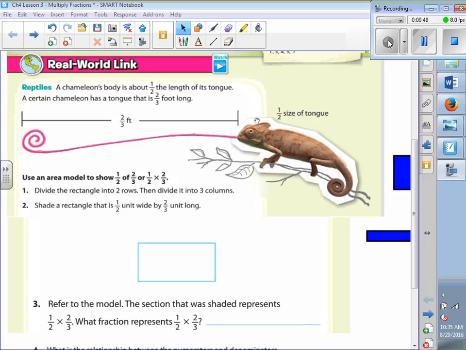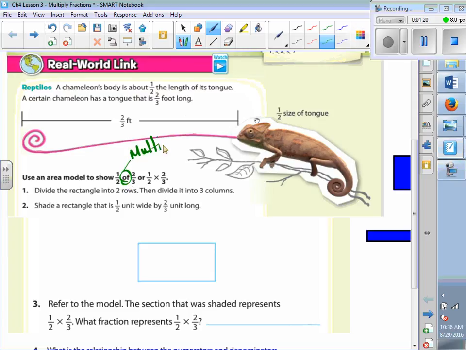All right. A chameleon's body is about 1/2 the length of its tongue. A certain chameleon, this one, has a tongue that is 2/3 foot long. Okay? So, we want to use an area model to show 1/2 of 2/3. Now here, of, you guys, of means multiply, right? Yeah. Of means multiply. Okay? So they're teaching us how to use the model. And we're going to use this model to figure out a rule.